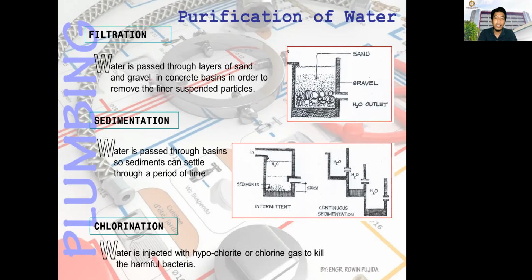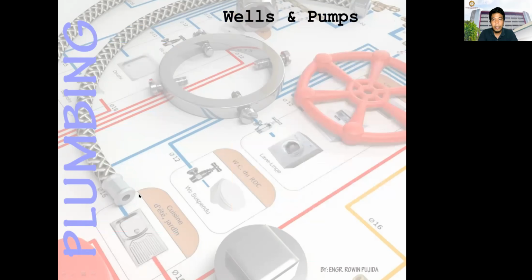Next is chlorination. So water is injected with hypochlorite or chlorine gas to kill the harmful bacteria. So this is the main process, or the most common process of purification of water. So water coming from the MCWD, or you have the municipal water lines. So maybe their tanks are filled with chlorine. So that's why you have the color white water sometimes in your pipelines. So that is a chlorination process.